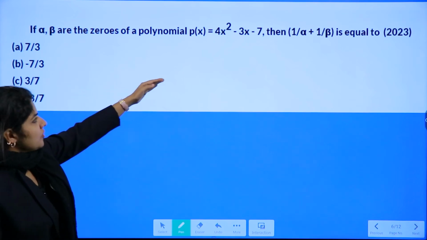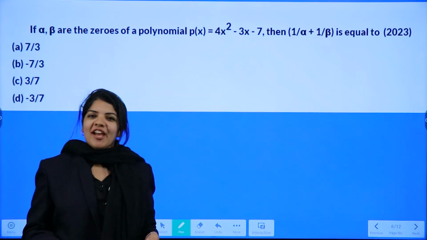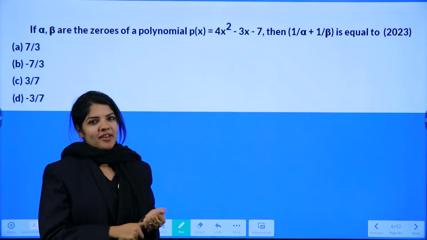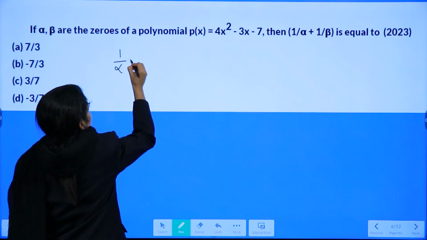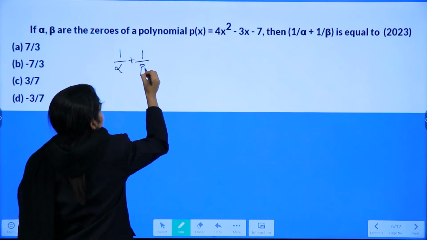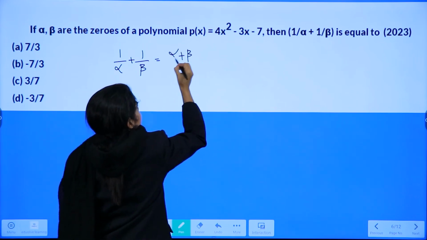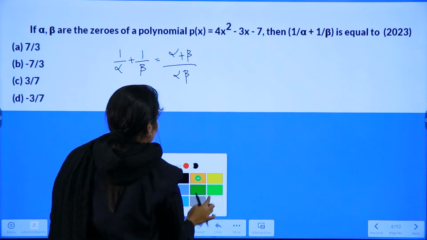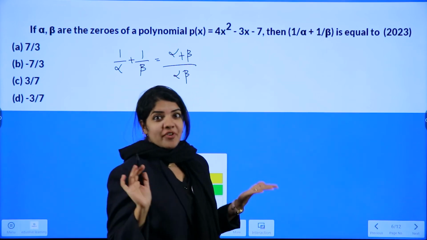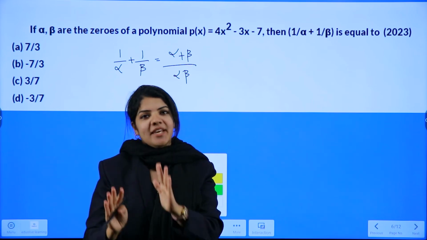If alpha and beta are zeros of the polynomial 4x square minus 3x minus 7, then find the value of 1 by alpha plus 1 by beta. Same as the previous question. 1 by alpha plus 1 by beta, we will make the denominator the same. So it is equal to alpha plus beta by alpha beta. Okay, so first we will compare this equation with the standard form of a quadratic equation and write the values of a, b and c.